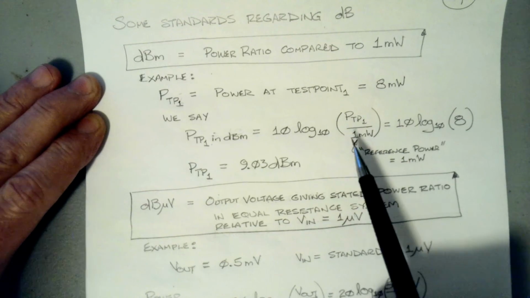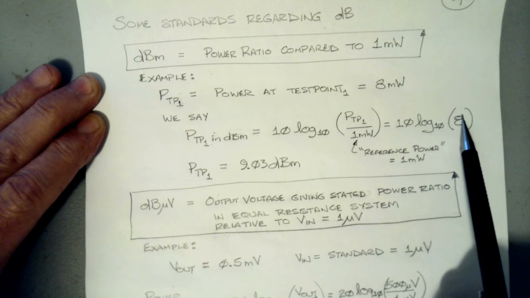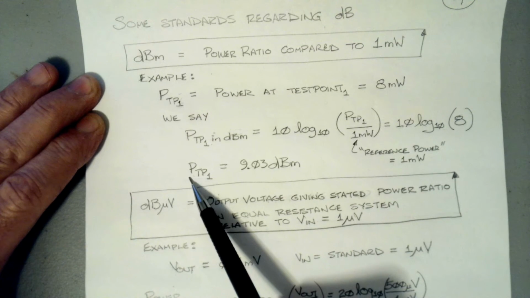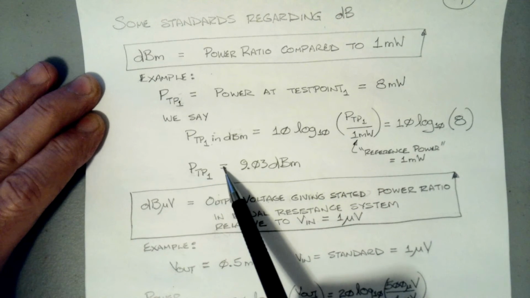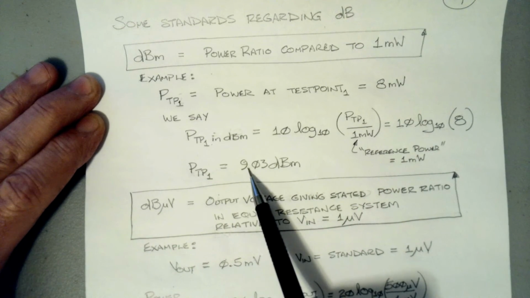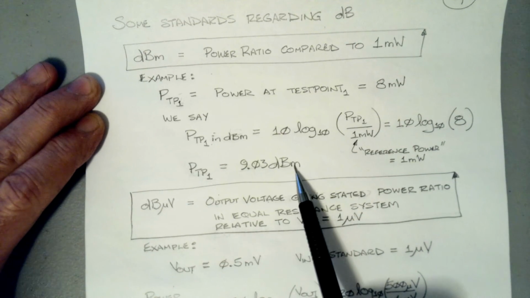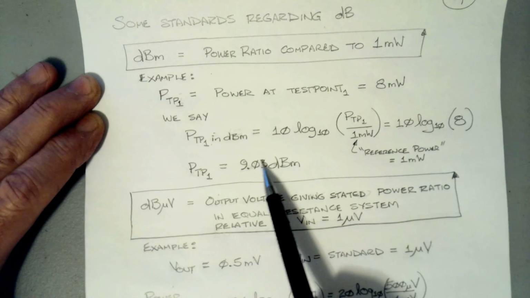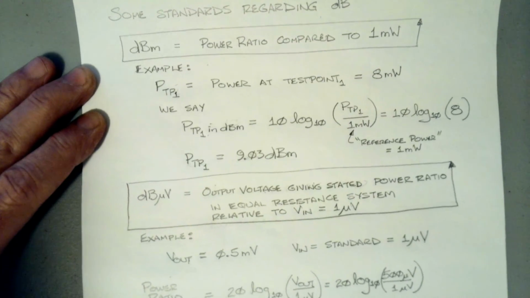So now we take 10 times the log to the base 10 of 8 milliwatts over 1 milliwatt, which is 8. And we get a power at test point 1 of 9.03 dBm. That's 9.03 decibels relative to a milliwatt. And like I said before about the 6.02, a lot of people would knock this off and just say 9 dBm, and that's pretty well accepted.